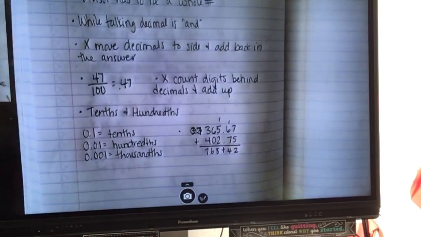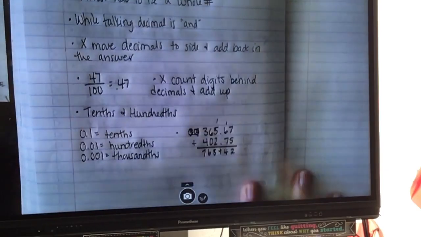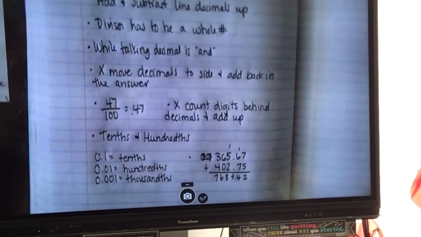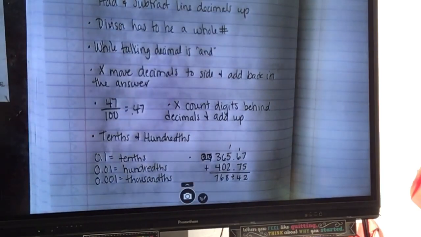Alright, so this is a brain dump. If there's anything on here that you want to add to your page, I'm going to give you 1 minute to do that.